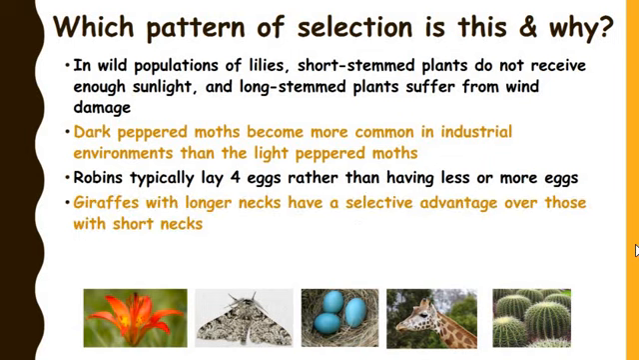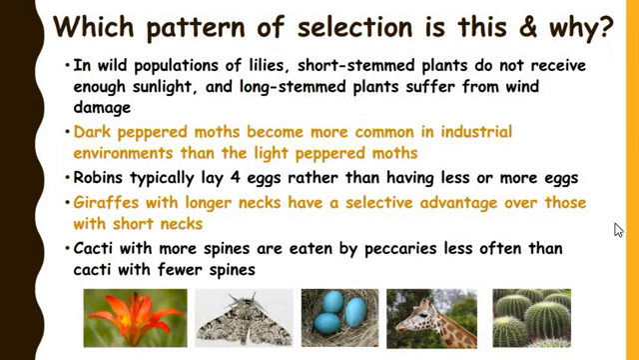Giraffes with longer necks have a selective advantage over those short necks. We used that example already, that's directional. And finally, cacti, which is the plural for cactus, with more spines are eaten by peccaries less often than cacti with fewer spines. Okay, and that's directional again, because the more of these needles you have, the more protected you are. So you're selecting for one extreme over another.